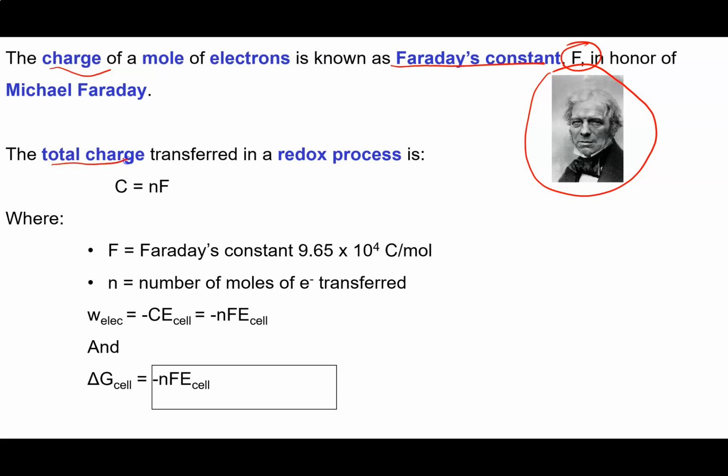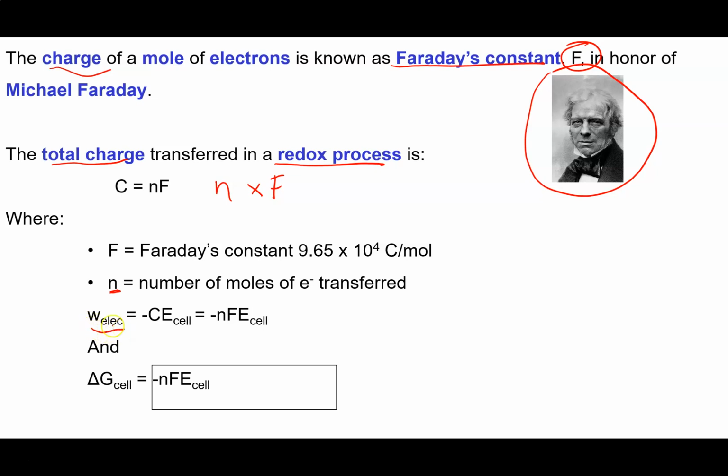So the total charge that's going to be transferred in a redox reaction is just going to be equal to the number of moles of electrons transferred multiplied by the charge of a mole of electrons, which is Faraday's constant. So this number n here just represents the number of moles of electrons transferred, and it's important that you become effective at determining this number of moles of electrons.